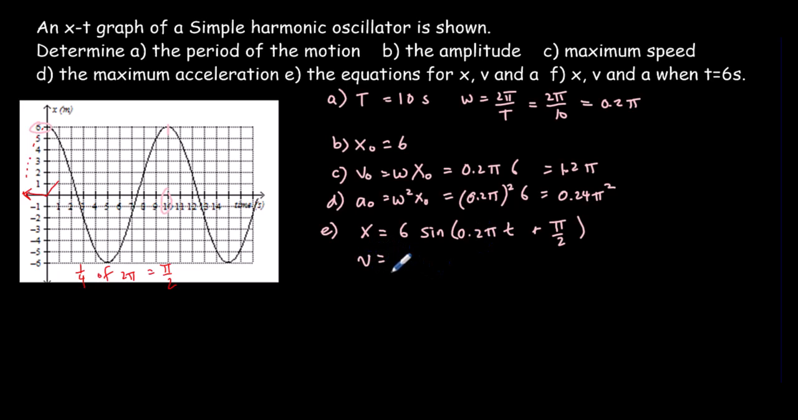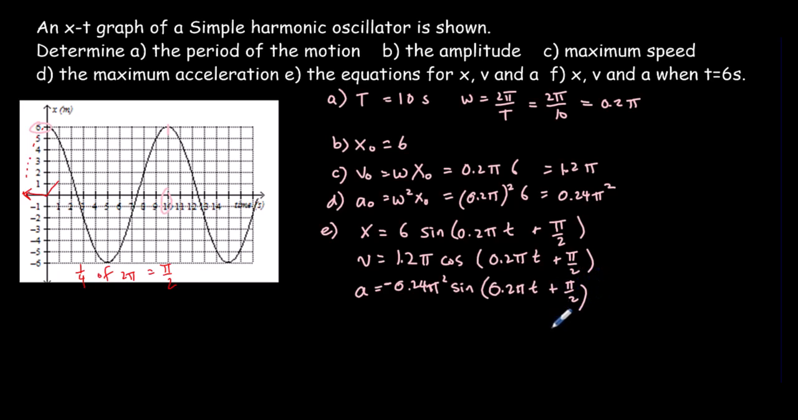Our V would equal V max, which we said was 1.2 pi. It's going to be a cosine function, and the argument will be the same. And our acceleration will equal the maximum acceleration, 0.24 pi squared. It's going to be the negative sine function. Acceleration and displacement are always in opposite directions. Of course, the argument's the same. So we get these three equations.